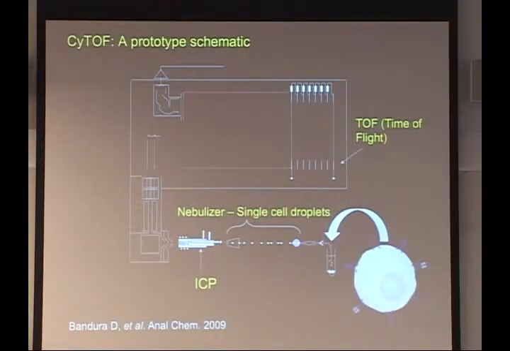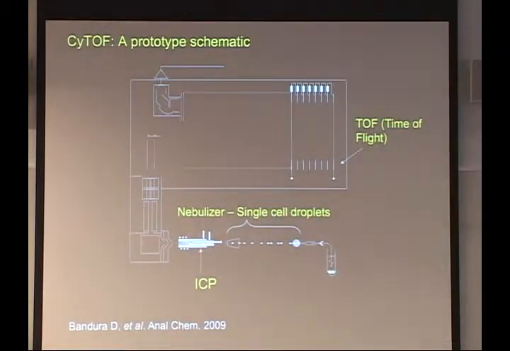A little bit more about the schematic of the machine. The original publication describing the optics of the machine is here, but it's essentially a quadrupole time of flight machine, whereas the cells go in, like I said, they're sprayed. The ions are then passed through. This is where the filtering happens, so the light ones don't get through, and then the mass measurement and quantitation is done by time of flight mass spec.